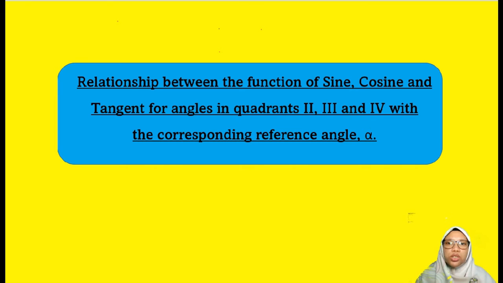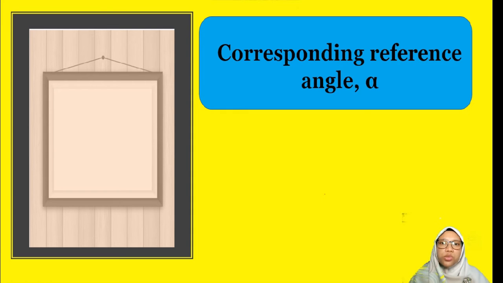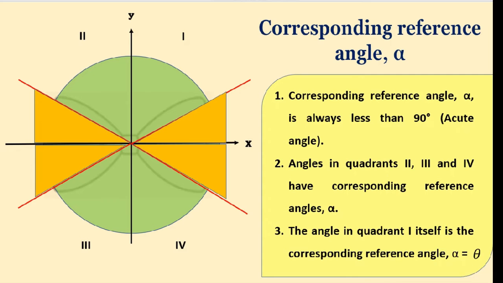Relationship between the function of sine, cosine and tangent for angle in quadrant 2, quadrant 3 and quadrant 4 with the corresponding reference angle. Corresponding reference angle is denoted by the symbol alpha. Let's explore what is the corresponding reference angle. Corresponding reference angle is always less than 90 degree. It is also an acute angle.